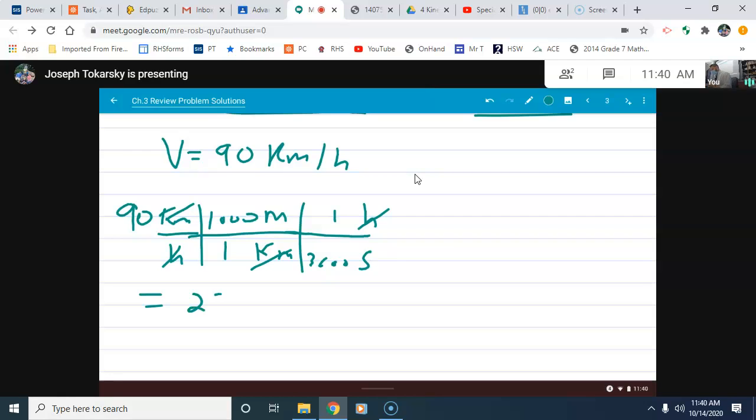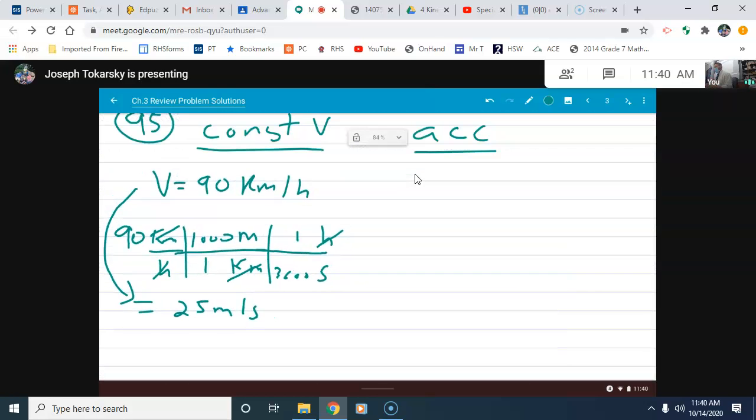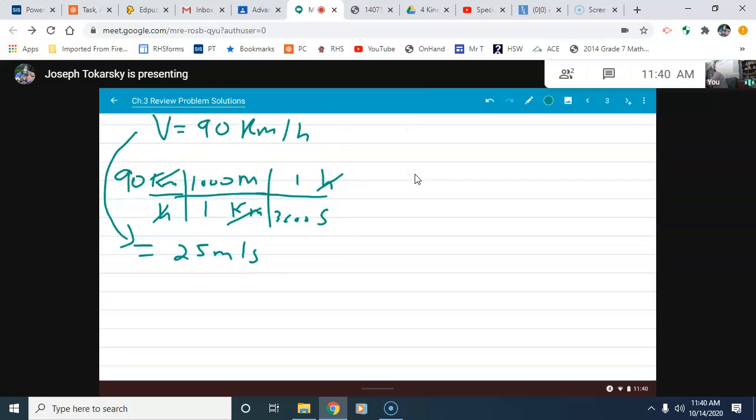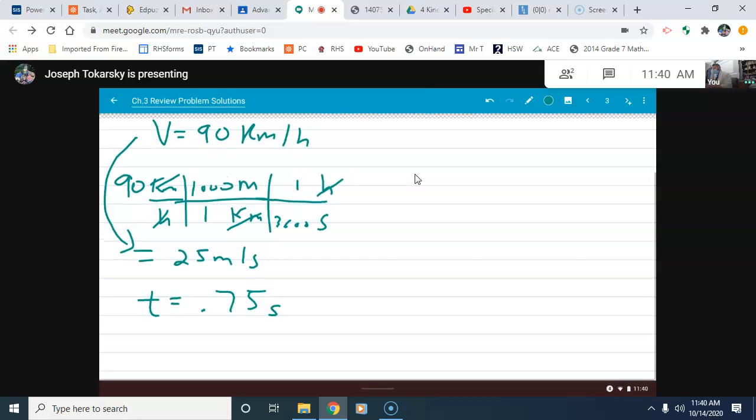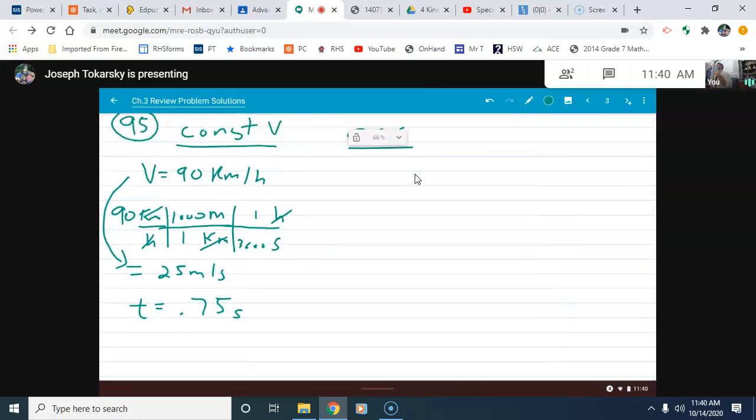That comes out to 25 meters per second. So that's my V in meters per second. That's my constant V I'm currently going at while I'm processing the fact that there's a barrier this time out in front of me. I just noticed it, and I travel at T equals 0.75 seconds at that speed of 25 meters per second. Then I finally hit the brakes.